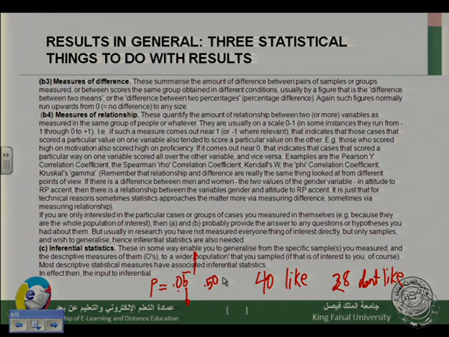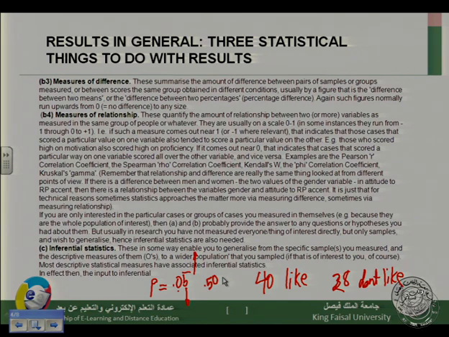So this is the measure of difference. Either we have a real, significant difference, or there is a difference but it's not significant, or there is no difference at all. So these summarize the amount of difference between pairs of samples or groups measured, or between scores of the same group obtained in different conditions, usually by a figure that is the difference between two means, or the difference between two percentages. Again, such figures normally run upwards from 0, no difference, to any size, as we showed here.